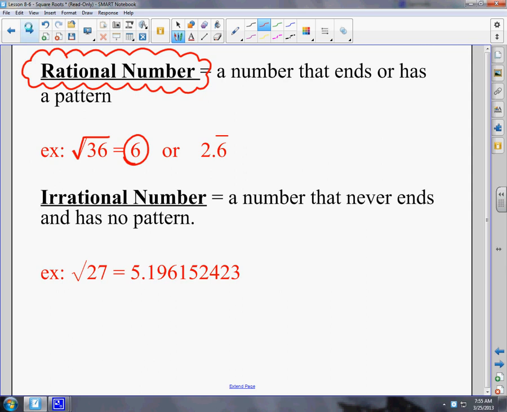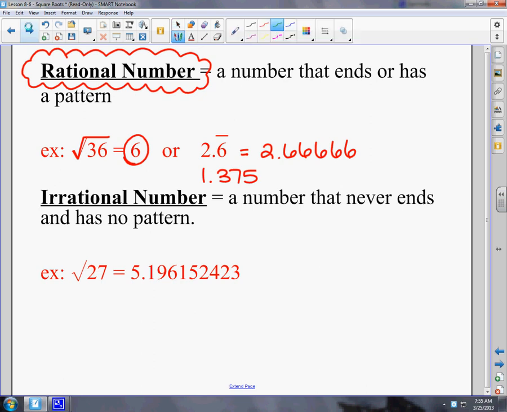Or 2.6 repeating, which would look like this, 2.66666. Because that has a pattern, that is a rational number. Or if I did 1.375, that is a rational number because it ends on my calculator. If I look on my calculator and it ends or it has a pattern, then it is a rational number.